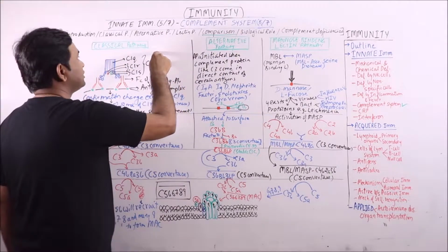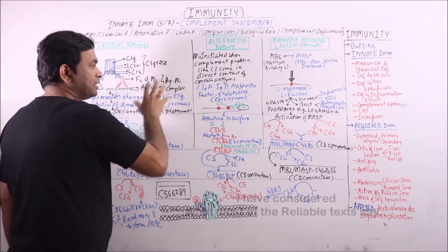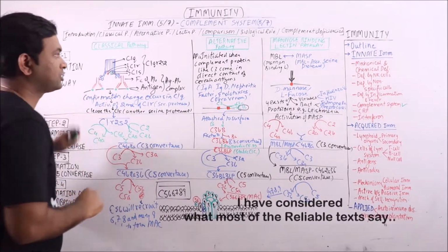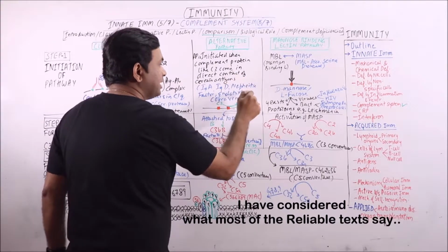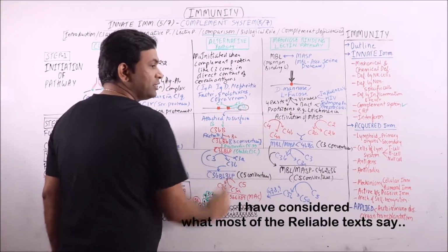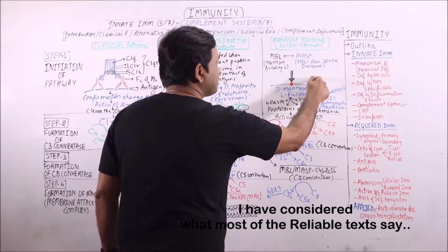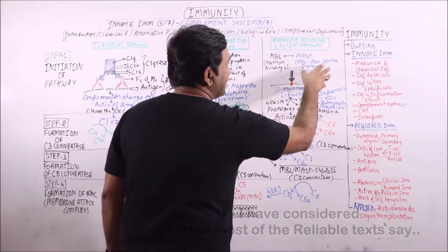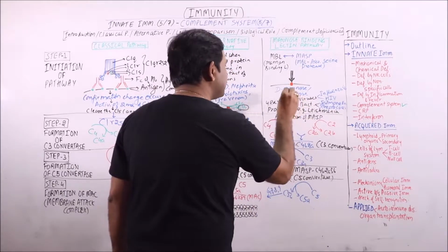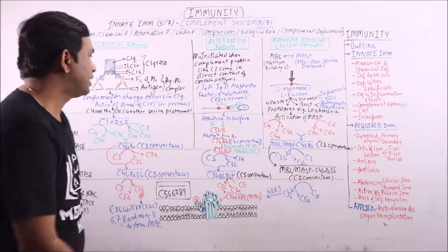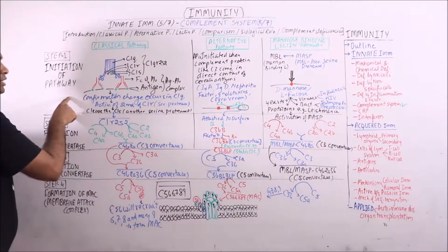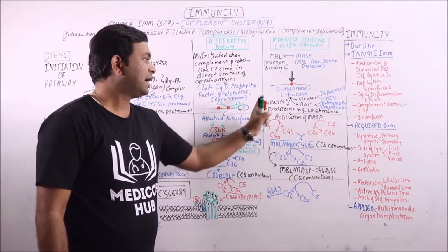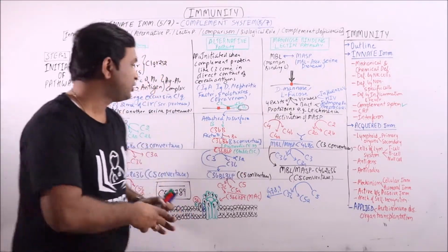Now, initiation. The classical pathway is initiated only by the interaction of complement with the antigen-antibody complex. The alternative pathway is initiated by interaction of complement with antigens. The lectin pathway is initiated when the mannose binding lectin and the MASP complex interact with certain carbohydrate residues on the plasma membrane. The first complement to participate is C1 in the classical pathway, C3 in the alternative pathway, and C4 in the lectin pathway.